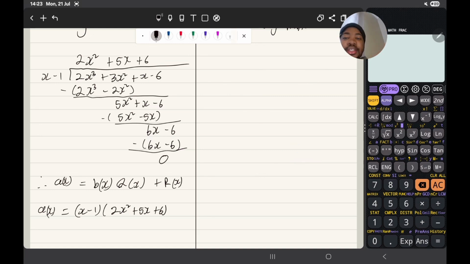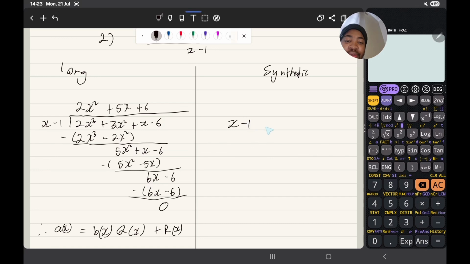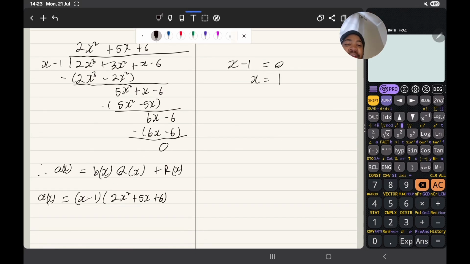So for synthetic division, first thing first, x minus 1 equals 0, therefore x equals 1. After you've done that, you go to your line. You have 2, 3, 1, minus 6. So we're focusing on these numbers, the coefficients only, right? First thing first, you bring down the 2.